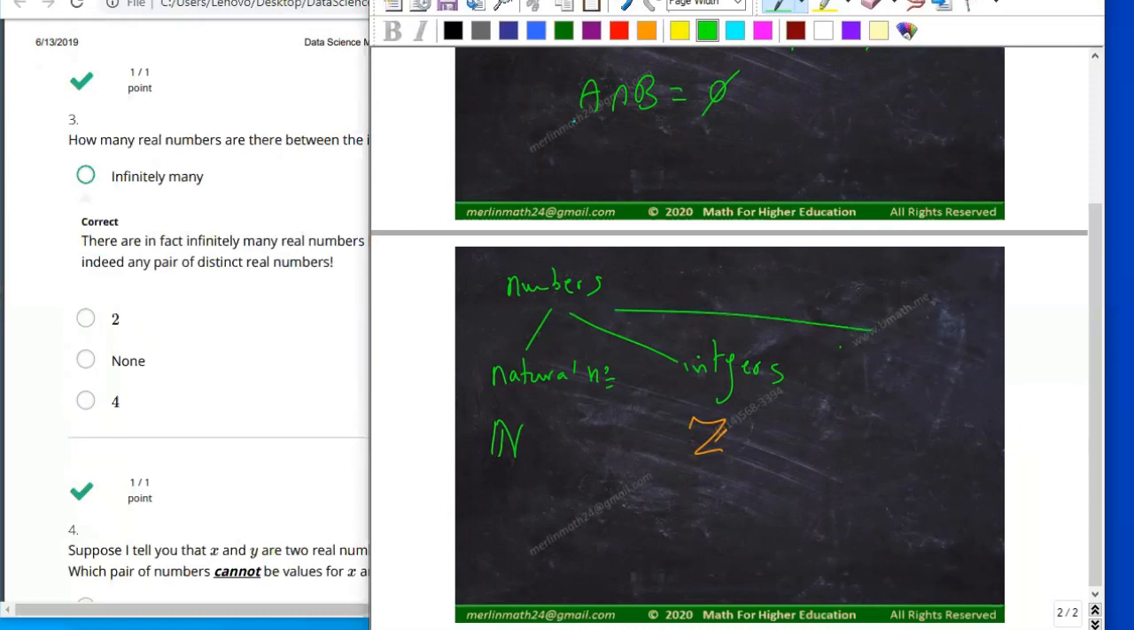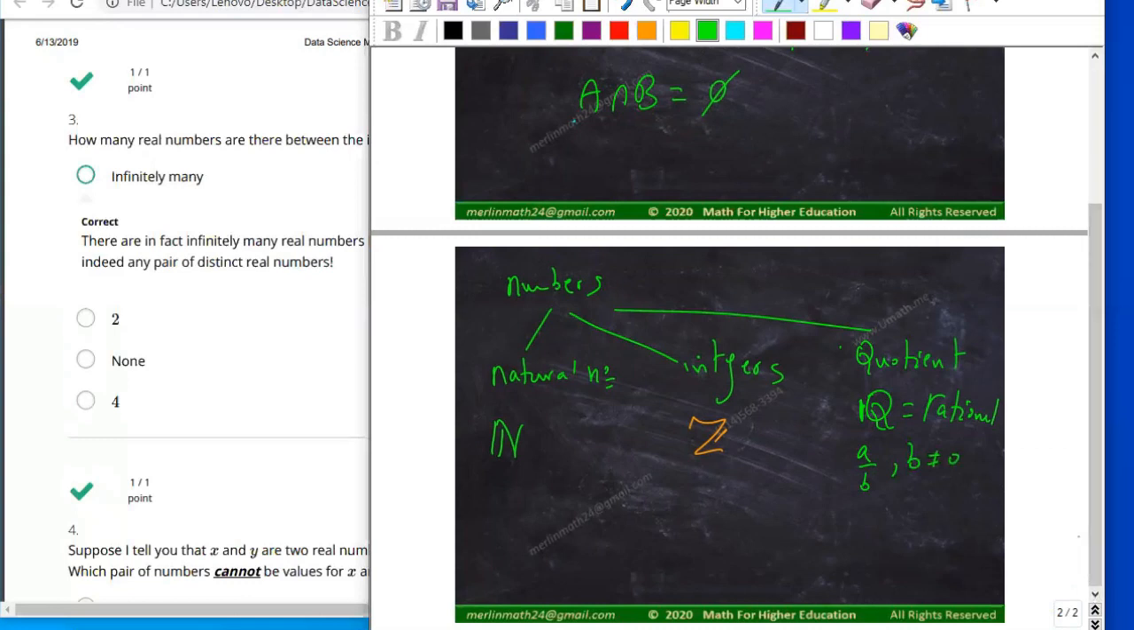We have the quotient set, where sometimes the notation is Q, like a capital Q. What's the quotient set? The quotient is the rational. Some would say rational set. It's the set of ratios, which look like A over B, with B not 0.